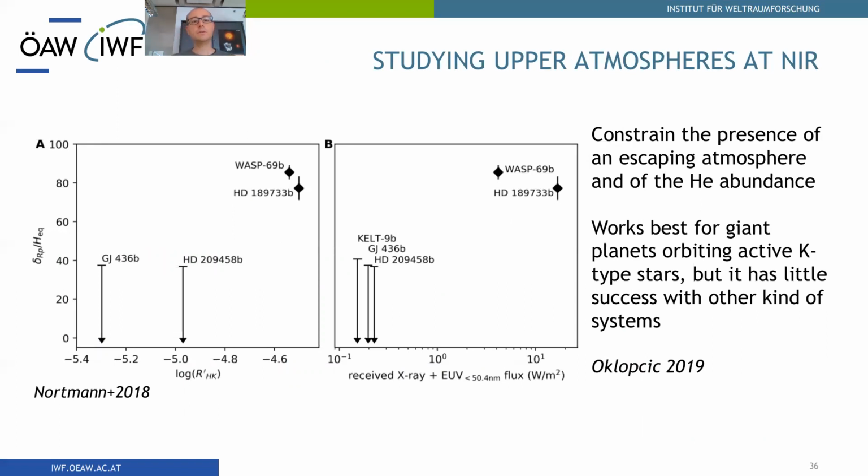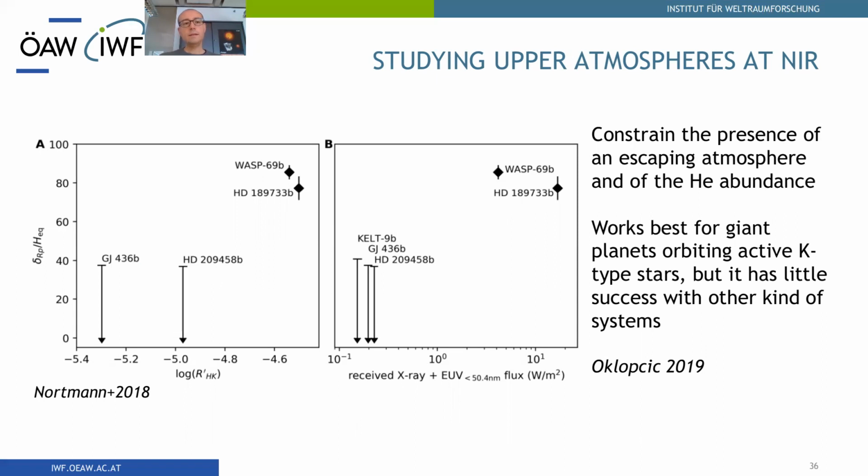And in fact, there is a correlation between the depth of the transit, actually the detection of the transit at these wavelengths in the helium-1 triplet, and the strength of the activity of the star, and therefore how strong the escape is on the planet. It has been shown, however, that the use of this technique is very dependent on the kind of star that the planets orbit around. And in particular, it has been shown to be extremely efficient and to work wonderfully for planets orbiting active K stars, but to be less efficient for planets orbiting other kinds of systems.